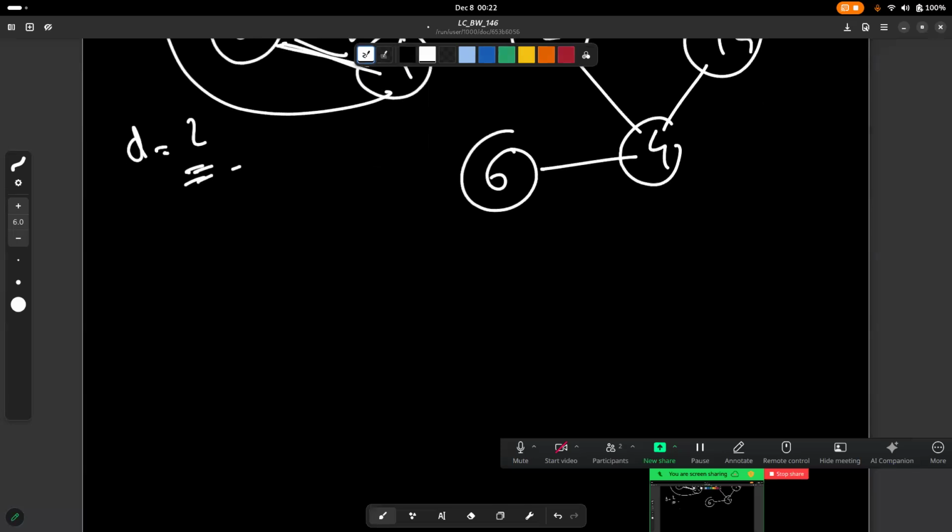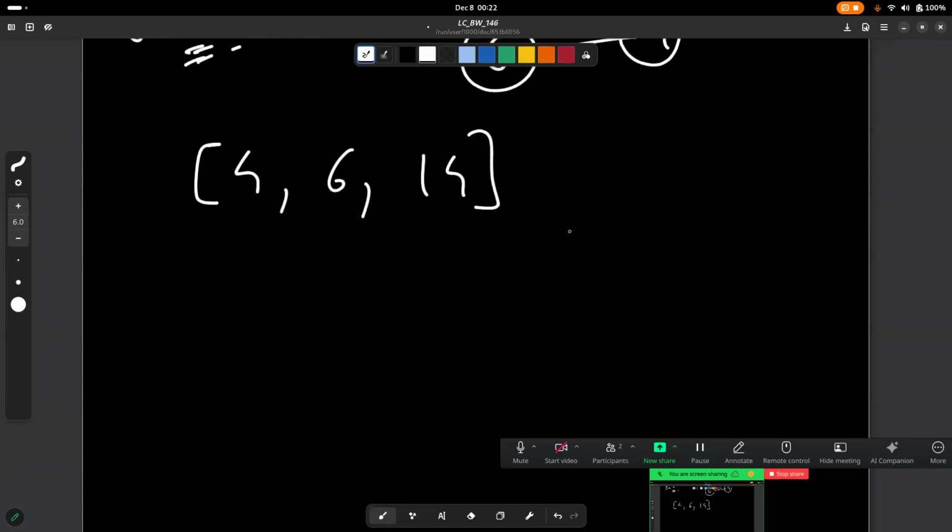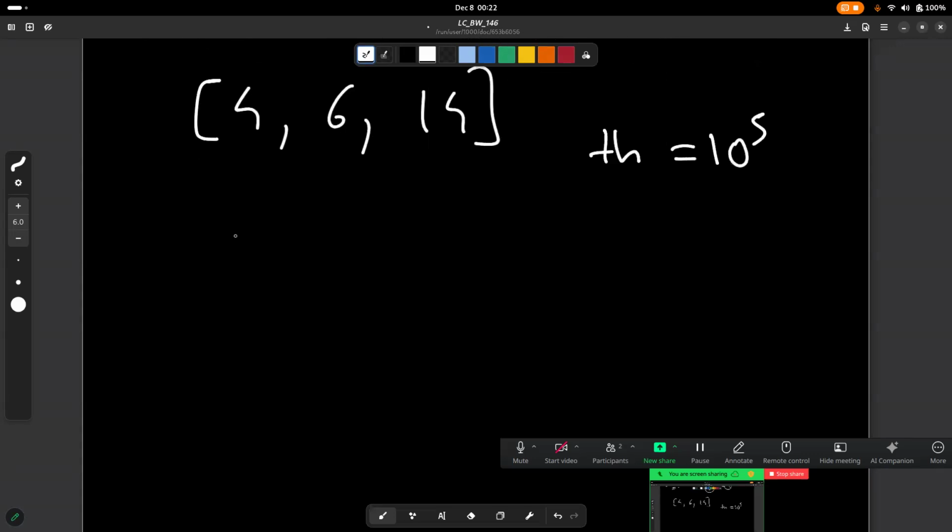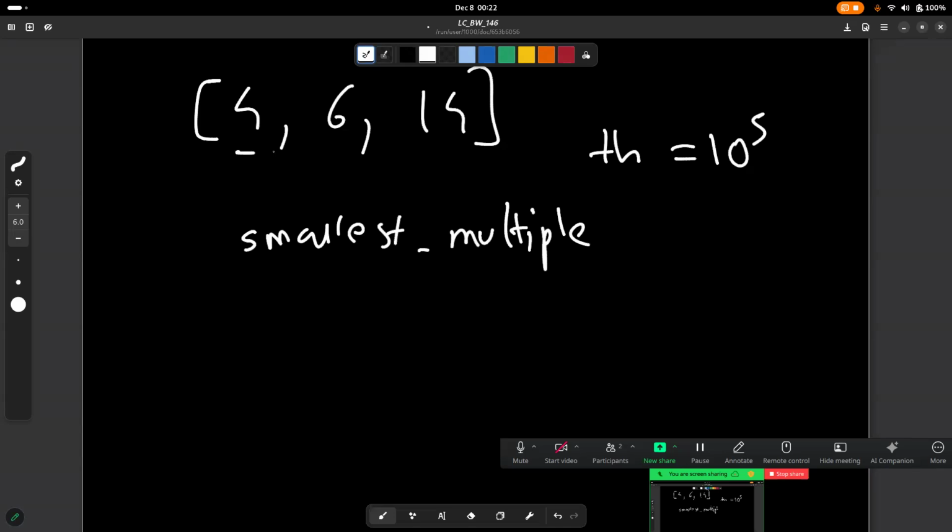What we can do is, all we have is a bunch of numbers. We have 4, we have 6, and we have 14. What you can do is maintain an array. You have this threshold, say your threshold is given to be 10 raised to power 5. Then you can have this array, smallest multiple, and you can iterate over all the numbers.